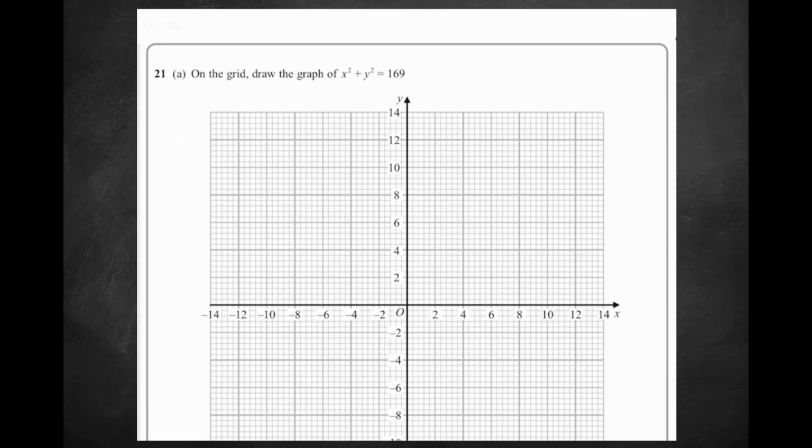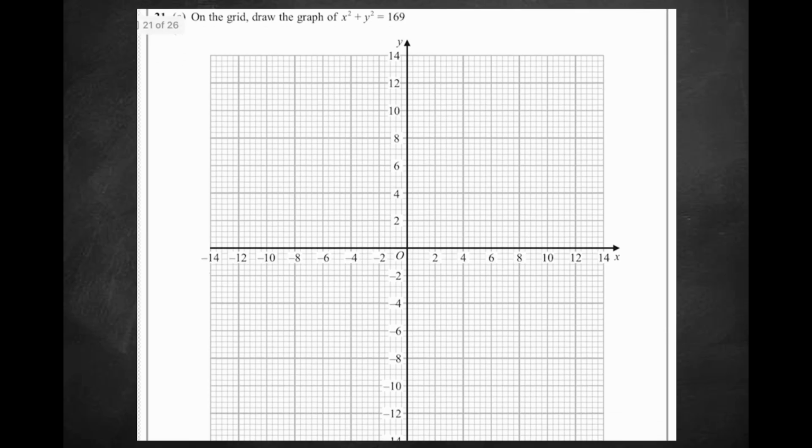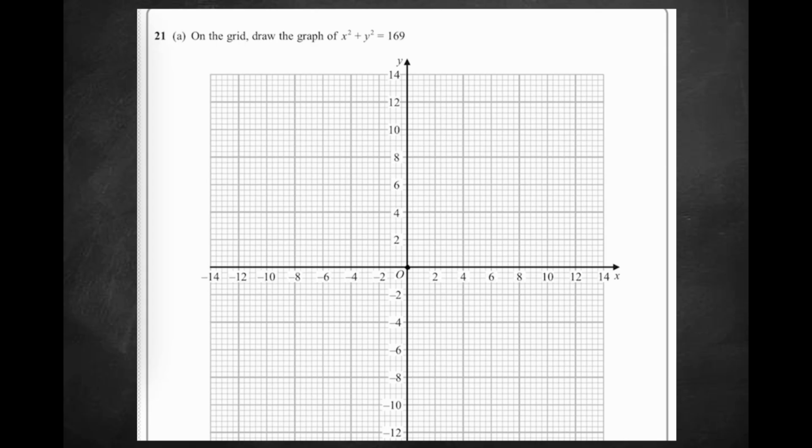Question 21. On the grid, draw the graph of x squared plus y squared equals 169. It's going to be a circle, and it's going to go from the center with a radius of 13, so it's going to be halfway between these. So if y is 0, then we know that x is going to be 13, because it'll be 13 squared plus 0 equals 169, and it'll be the same if x is 0.